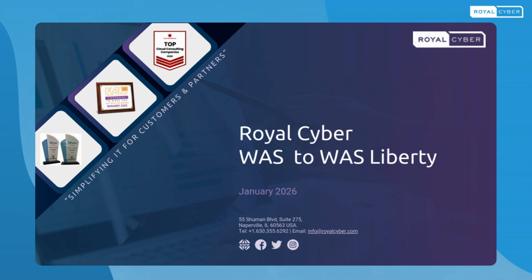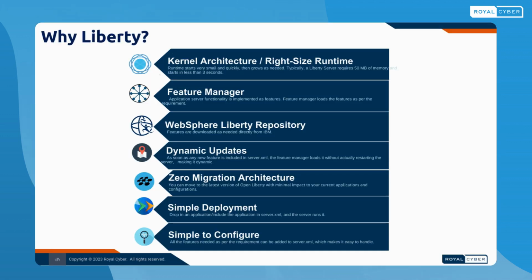As applications move to cloud, containers and DevOps, we need a lightweight, fast, and flexible runtime, Liberty. At Royal Cyber, we simplify it by helping organizations modernize without disruption, using automation and deep IBM middleware expertise. In this session, I'll show why Liberty matters, how our migration approach works, and how we make the journey faster, safer, and cost-effective.